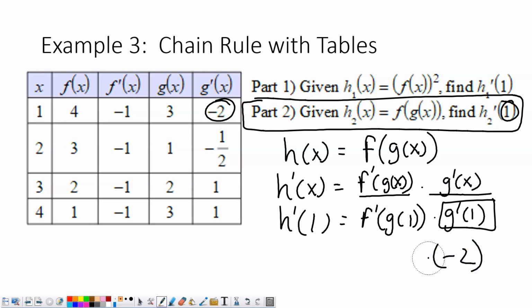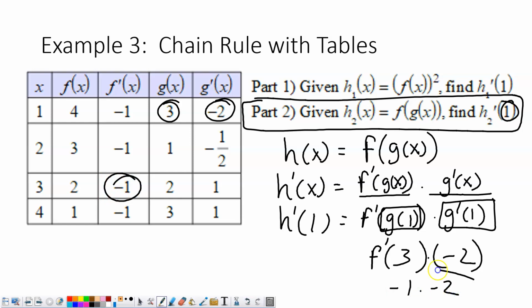Now for this next one, we did this on our warm-up today, right? You need to do the inside first. So what's g of 1? g of 1 is 3. After you do the inside, then you can do the outside. What's f prime of 3? It's negative 1. I shouldn't circle that because we're not done yet. Negative 1 times negative 2 is positive 2. So there's your final answer.